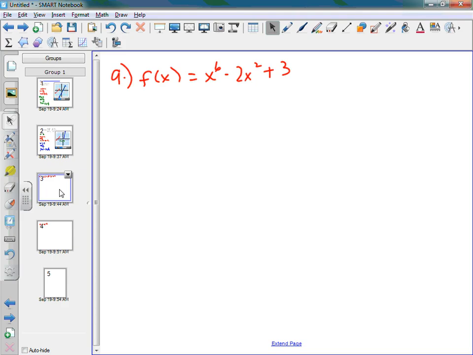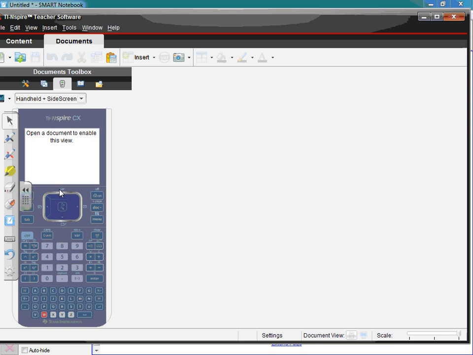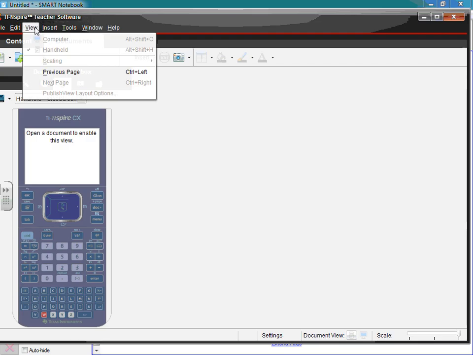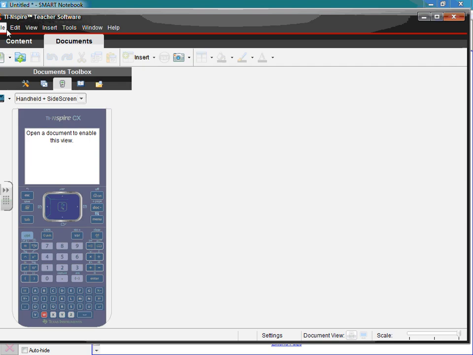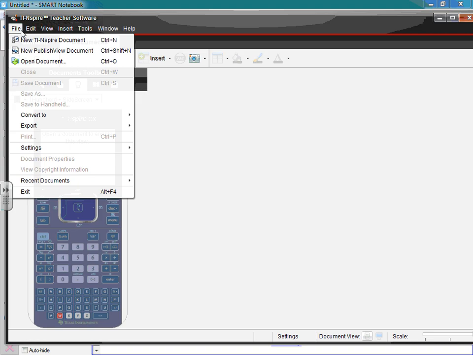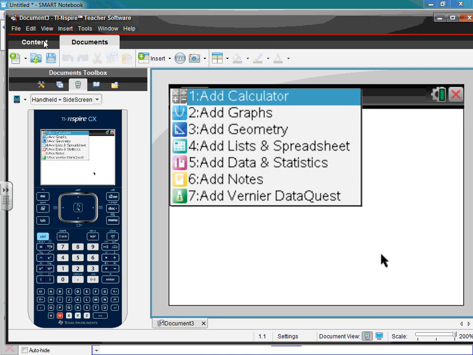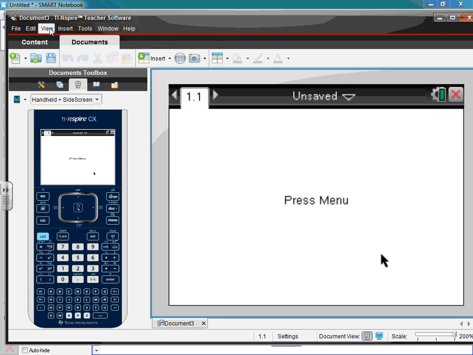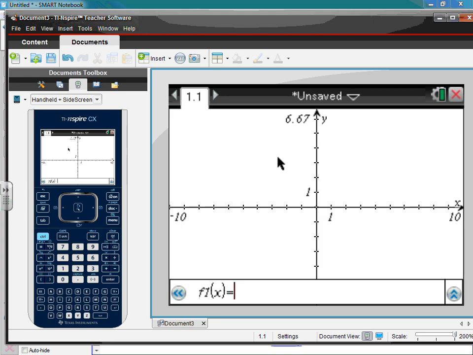Number 9. Number 9 asks you to do even, odd, or neither. Now what I'm going to do is show you something graphically. We are going to graph this thing. So I'm going to open a new document here. View, scaling 200%, menu. I'm going to add a graph. Everybody should have a graph, yes?